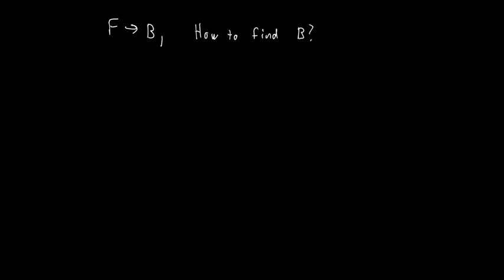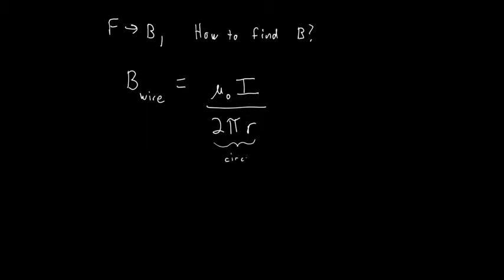Well, I know that B is produced by current. So B is produced by a current, and B from a wire, because wires are usually what you use to carry current, is equal to mu naught times the current divided by 2 pi times r, where r is the distance you are from your wire. You might recognize this. This is the circumference of a circle. There's a reason for that.